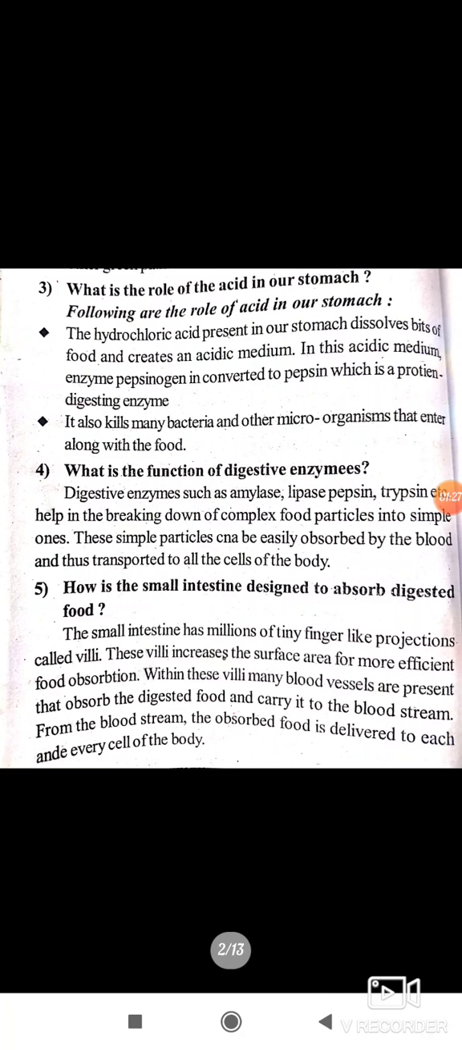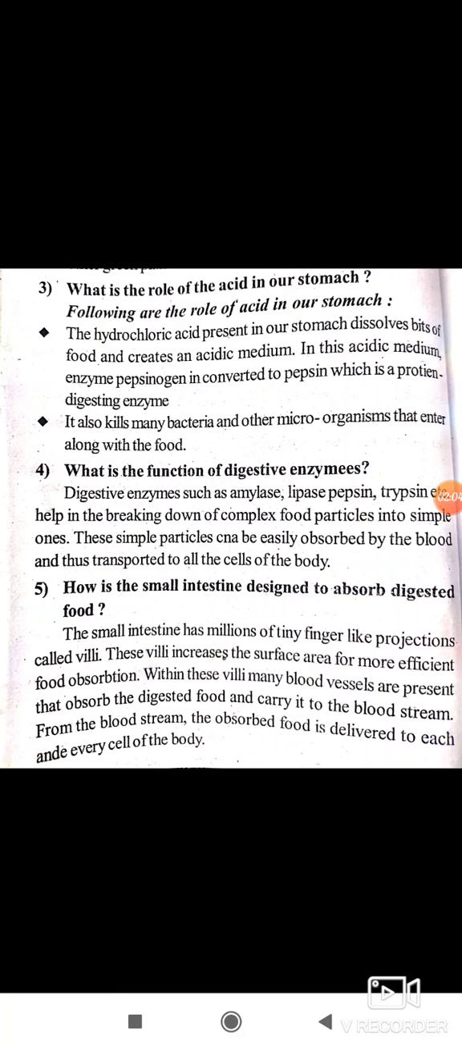And what is the role of acid in our stomach? The roles of acid in our stomach are as follows. The hydrochloric acid present in our stomach dissolves a bit of food and creates an acidic medium. In this acidic medium, the enzyme pepsinogen is converted into pepsin, which is a protein-digesting enzyme. It also kills many bacteria and other microorganisms that enter along with the food.